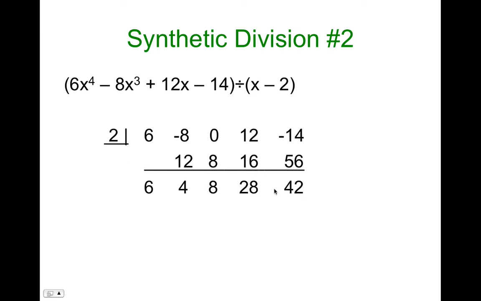Now since our last number is not a 0, that means this 42 is going to become a remainder. Okay, again, in order to figure out how to write this in terms of a polynomial, we have an x to the 4th divided by an x. So if I were to take my exponent of 4 and my exponent of 1 and subtract, I'd be left with a cube. So that becomes a 6x cubed plus 4x squared plus 8x plus 28 with a remainder of 42, which we write over our divisor of x minus 2.